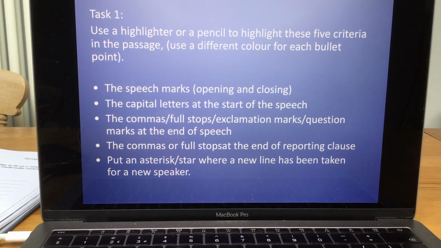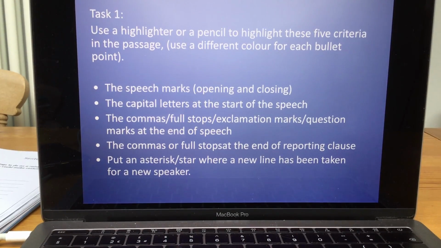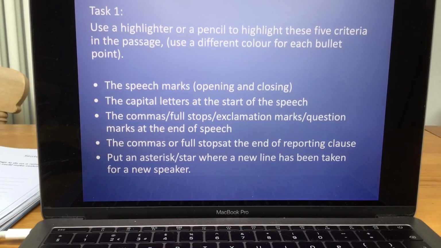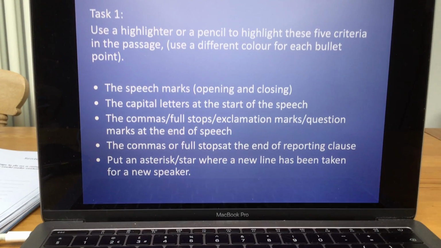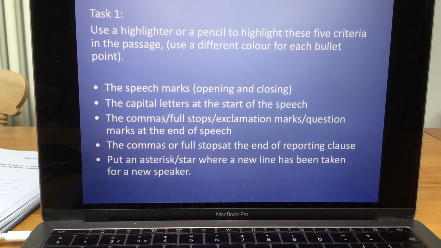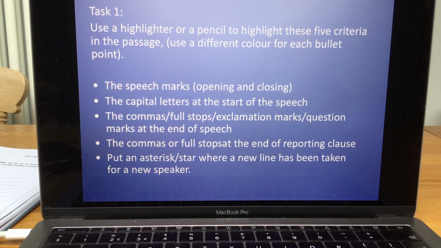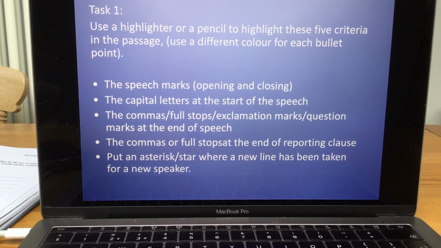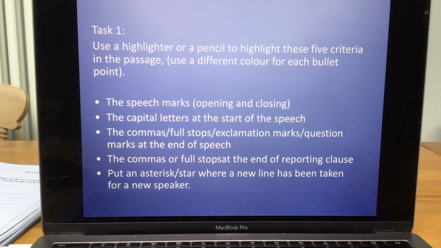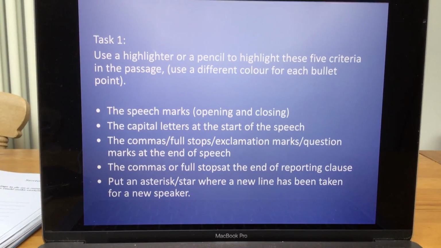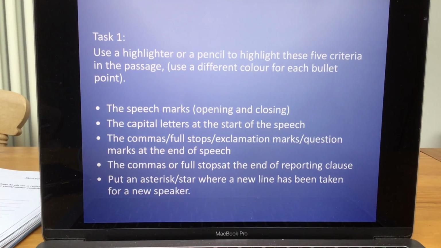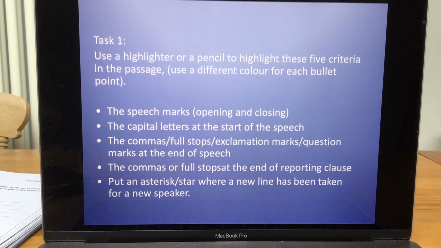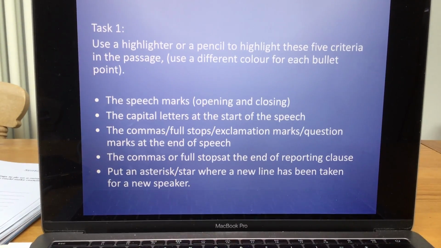You want to identify, and each time you're doing it, you want to say that's inside the speech marks, the end marks for the speech, okay? And then the end mark, or sorry, that should say full stops at the end of the reporting clause. Circle those, highlight them, and tell yourself that's at the end of the reporting clause. Don't just mindlessly do the mark, actually talk yourself through it. Self-talk is your brain implanting it into your mind, so use that. Use an asterisk or a star where a new line has been taken for a new speaker.